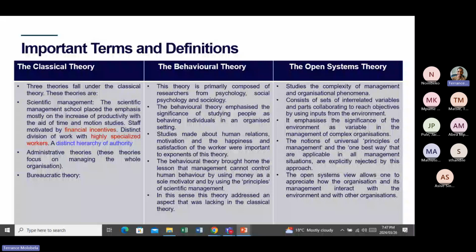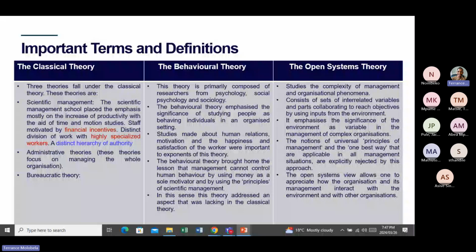Last point there, a distinct hierarchy of authority. At the end of the day, authority must be understood and it must be done in a proper manner, meaning that you don't bypass what the top management is saying by allowing the middle management to disobey what their top management wants.